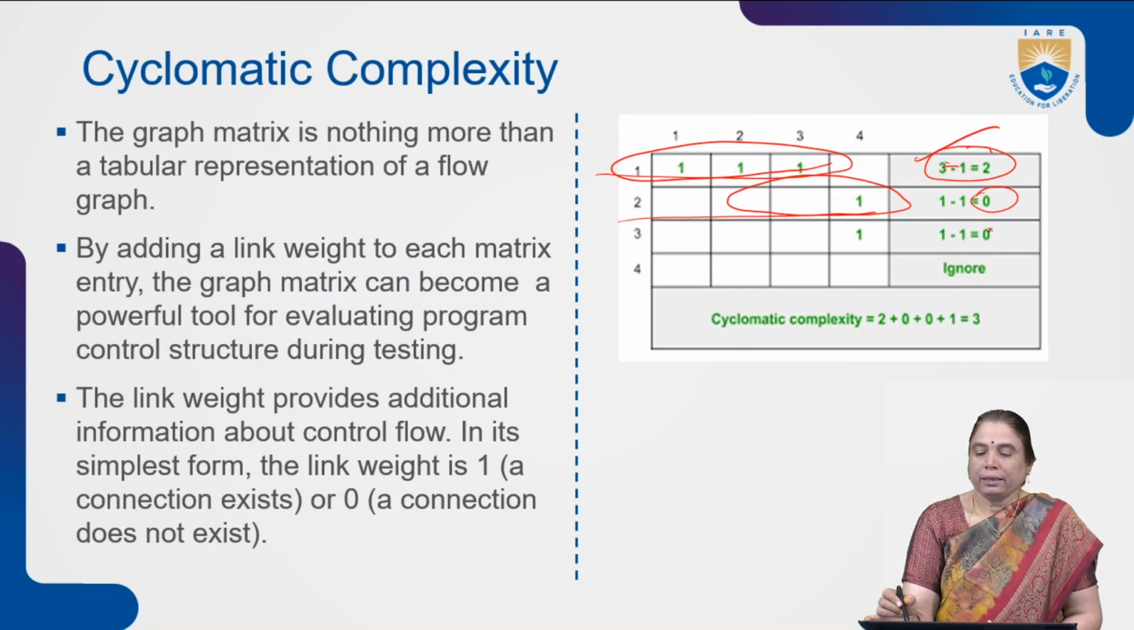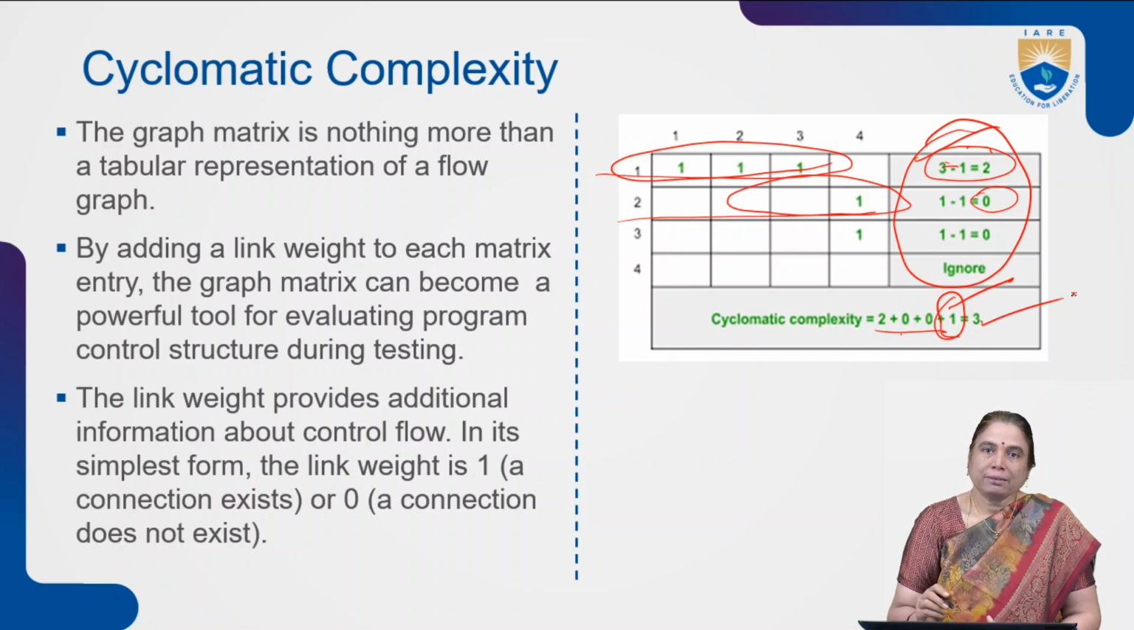After calculating the row sums like this, all the row sums have to be added, plus 1, to give the cyclomatic complexity. Here the row sums are 2 plus 0 plus 0. After that, a 1 has to be added in order to identify the number of test cases to design for maximum test code coverage. The cyclomatic complexity is 3.